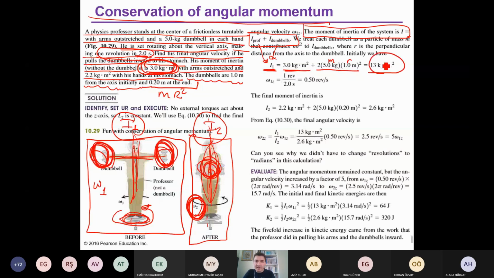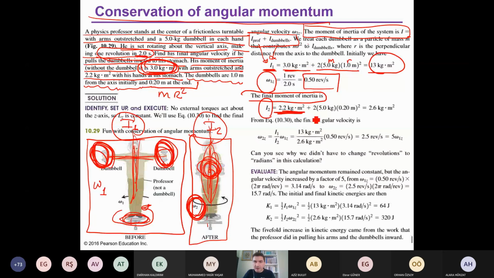And what about the initial angular speed? 1 revolution per 2 seconds. It is 0.5 revolution per second, okay? Then what about the final moment of inertia? The final moment of inertia of the professor and the final moment of inertia of the dumbbells.